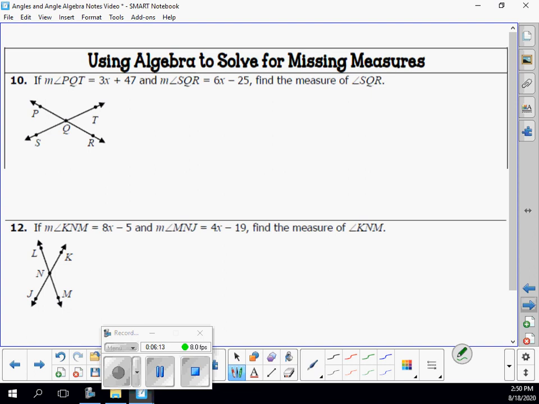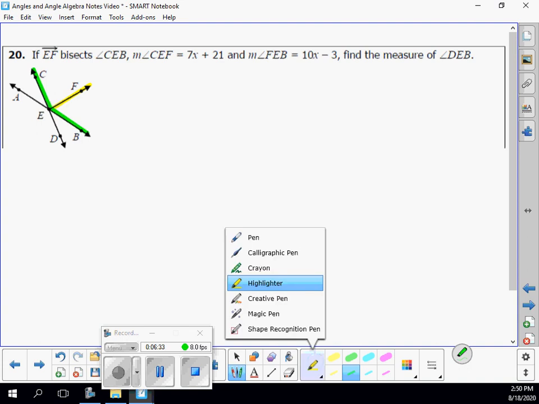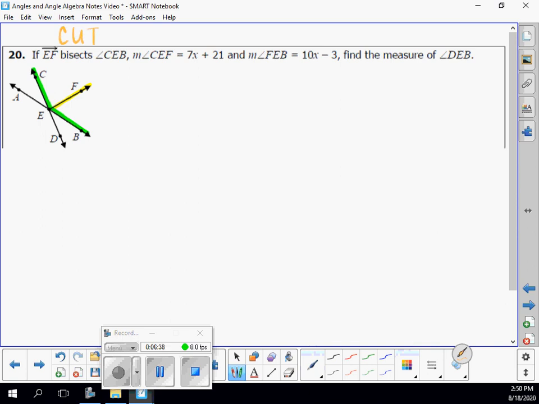Alright, hopefully you've paused that video. I want to look at 20 at the bottom of page 11. It says EF bisects CEB. Now if we remember, the word bisects means to cut in half. So it means that they are equal. So it means I can go in here and I can say that these two things are equal.